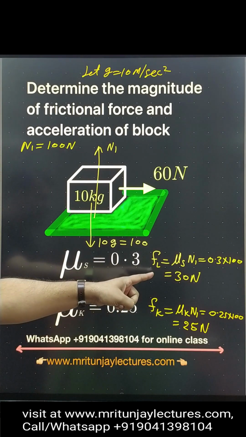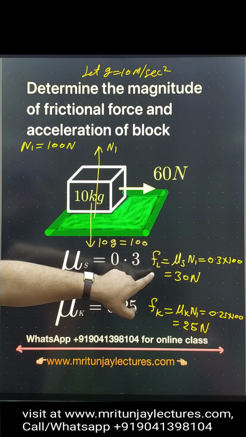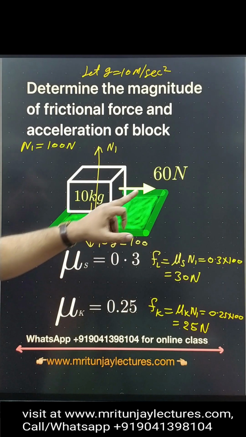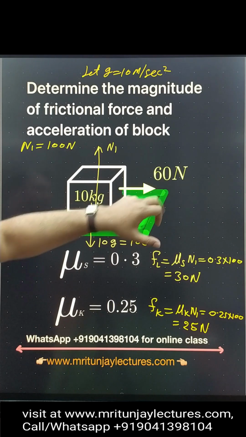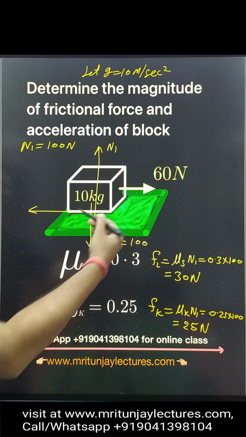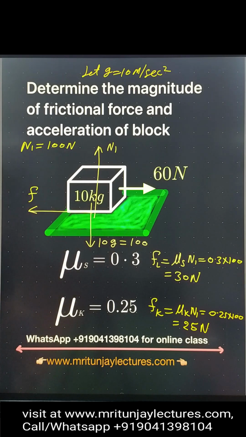Now after that, if you look here, that is 30 Newton and that is 25 Newton. These two forces are the limiting frictional force and the kinetic frictional force. Now the horizontal force is how much? 60 Newton. So frictional force is generated in the opposite direction, that is F.